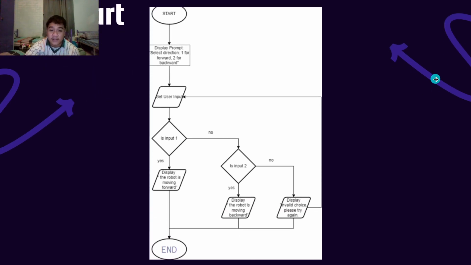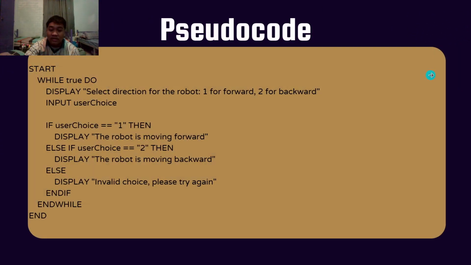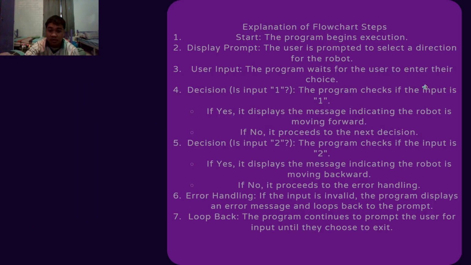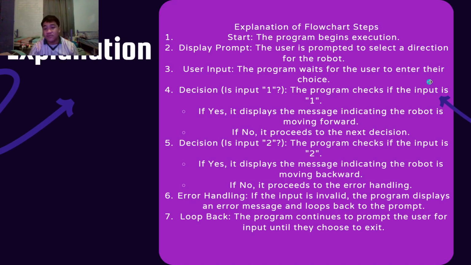This is the flow chart, and this is the pseudocode. We will go through the explanation after this. We're going to go for the explanation of the flow chart.